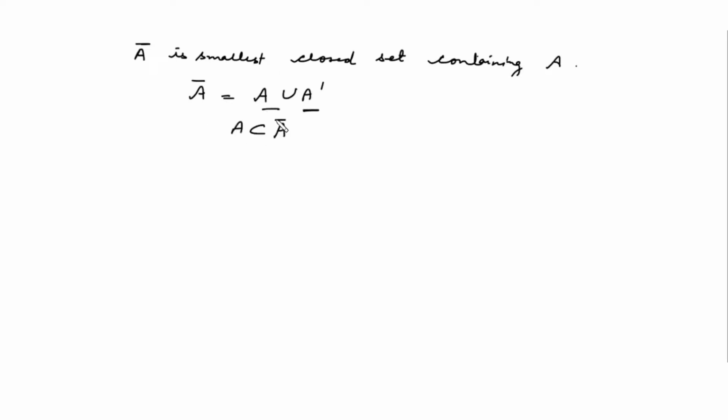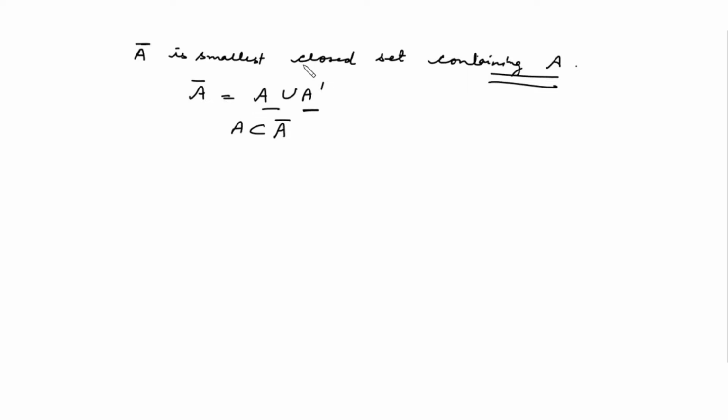The smallest closed set containing A. Now, by definition, A closure is the union of A and the derived set. So clearly A is contained in A closure. This part is obvious.